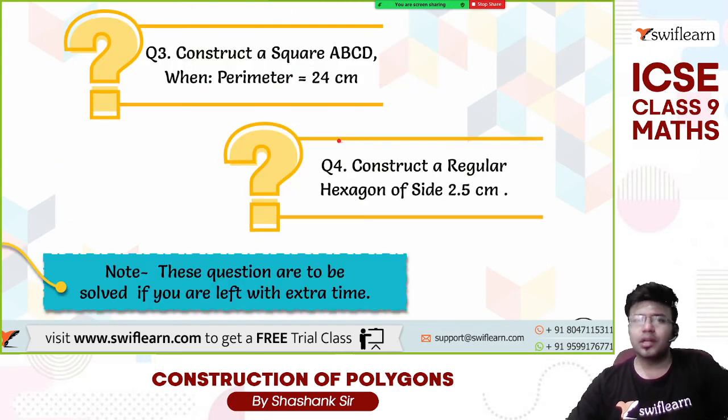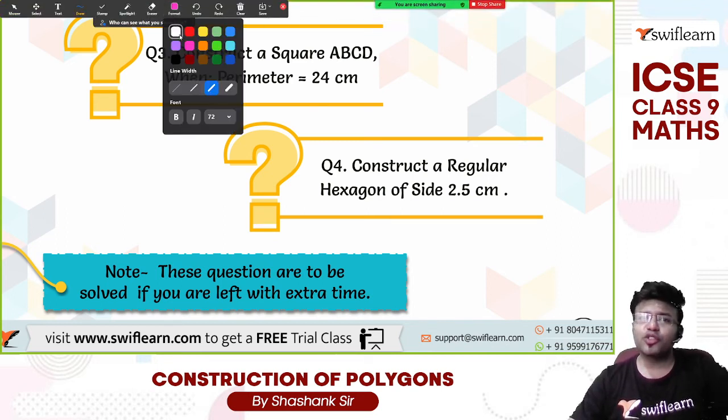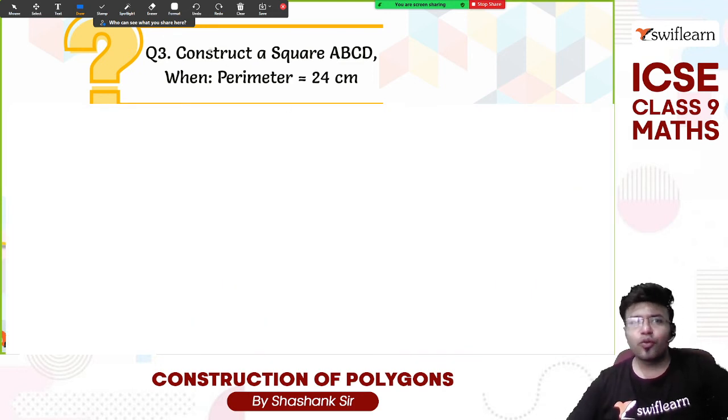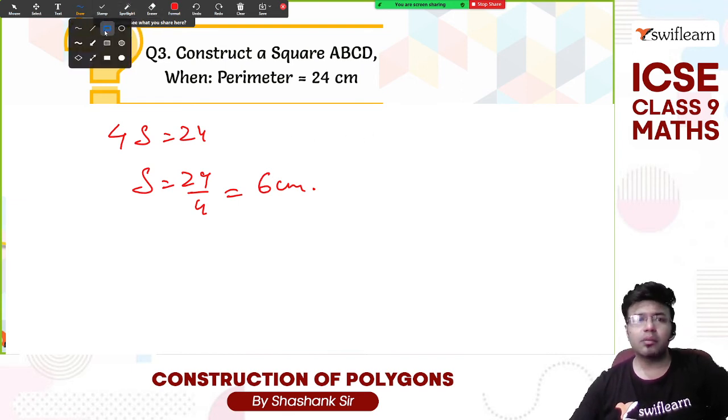Got this? So construct a square ABCD when the perimeter is 24. Perimeter of a square is 4 times the side. 4 times side is equal to 24 centimeters. Side is equal to 24 by 4, which is 6 centimeters. Each side is 6 centimeters.